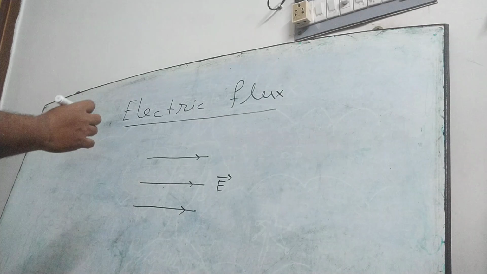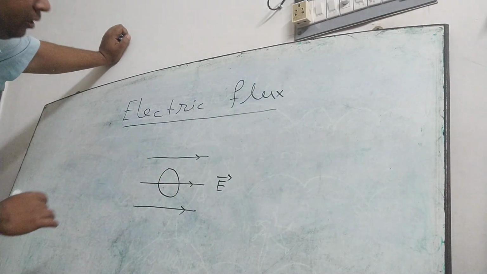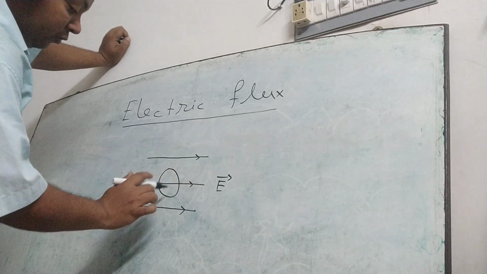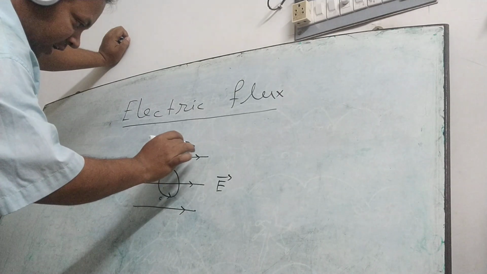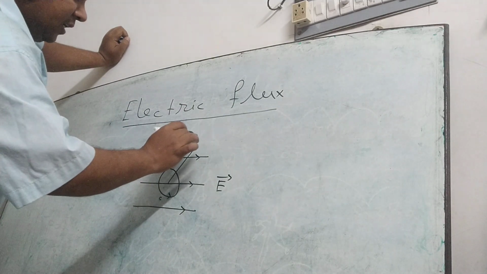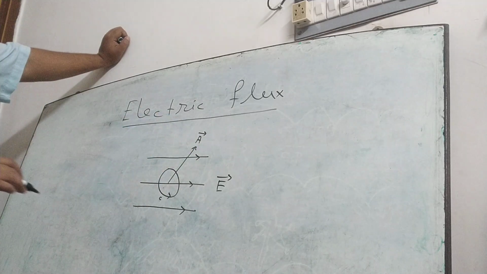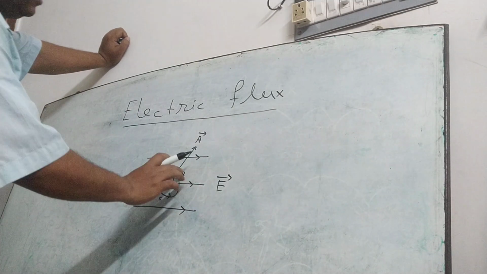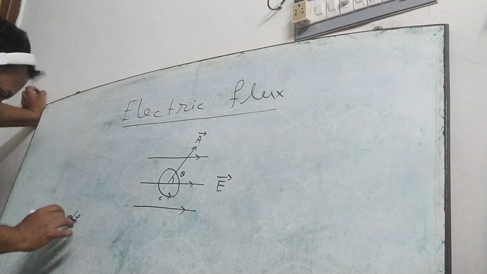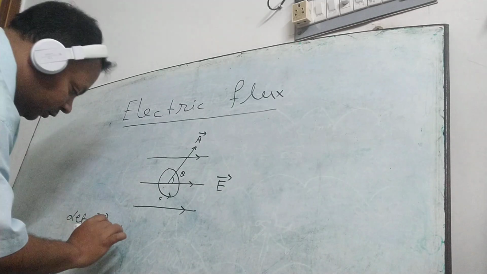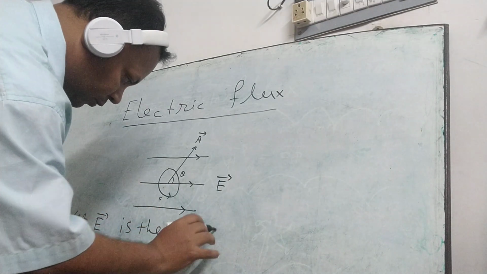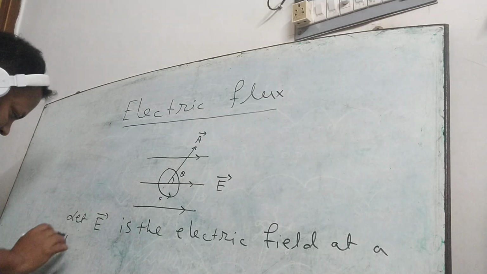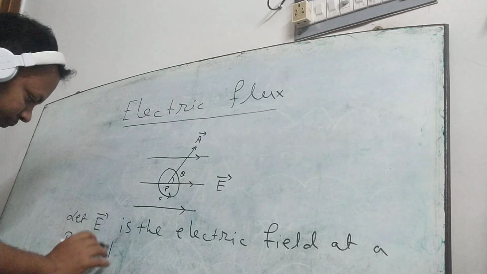Now we place a plate or consider any two-dimensional figure whose area is capital A. That is, its area vector is denoted by capital A. Now, the angle between the area vector and electric field is theta. Let capital E be the electric field at a point P.